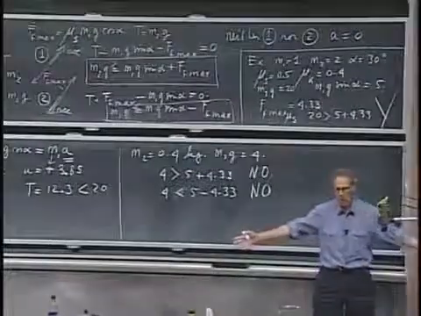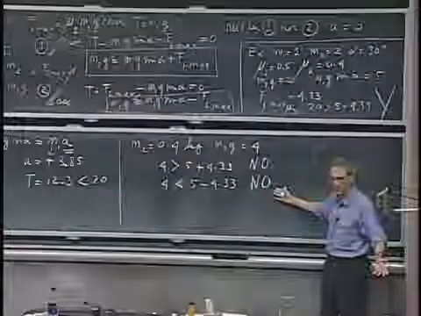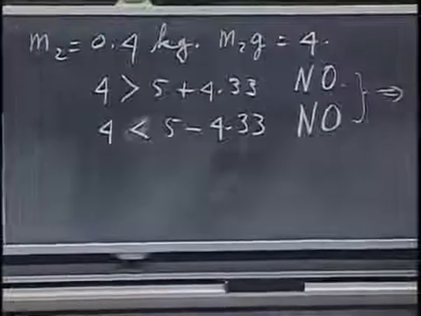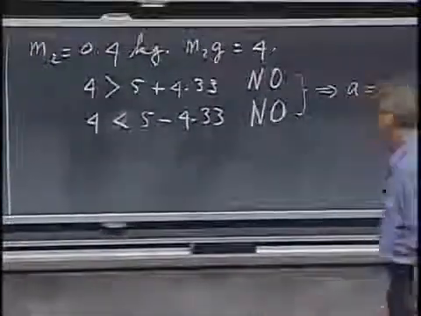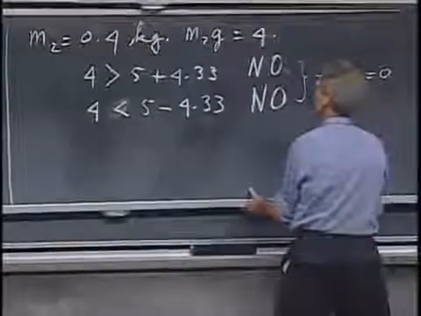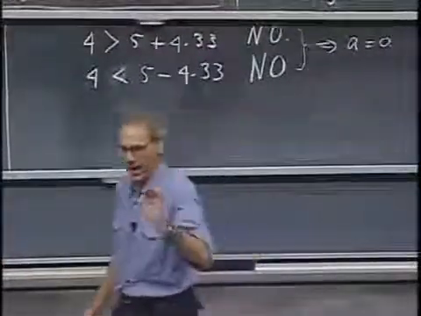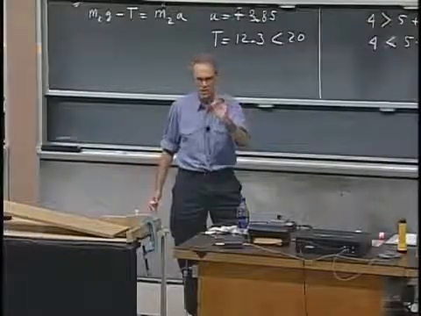What must be our conclusion? Condition 1 is not met. Condition 2 is not met. Conclusion is a is 0. The object will not be accelerated. And the frictional force is going to adjust along the x direction so that the acceleration indeed is 0.